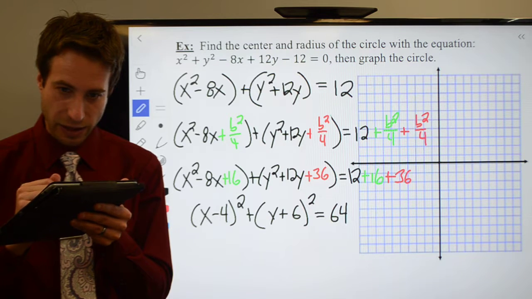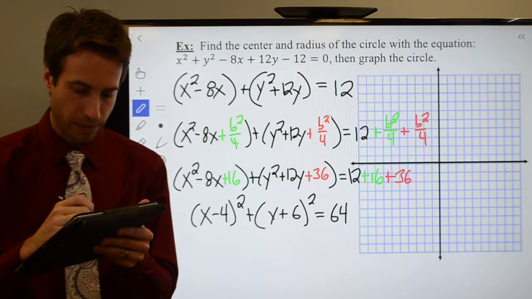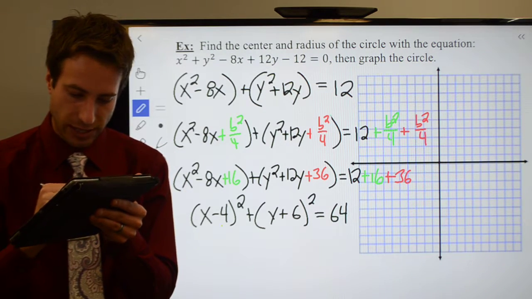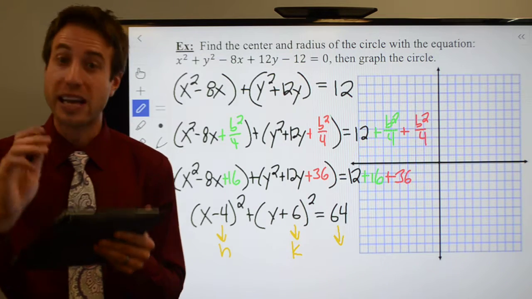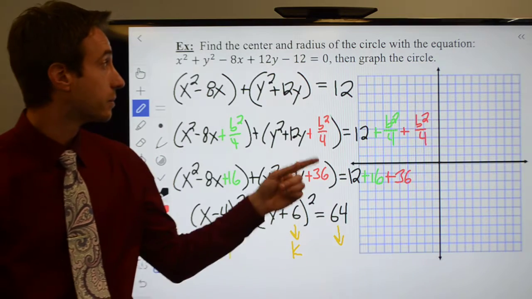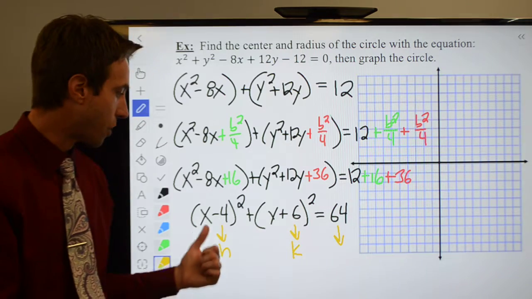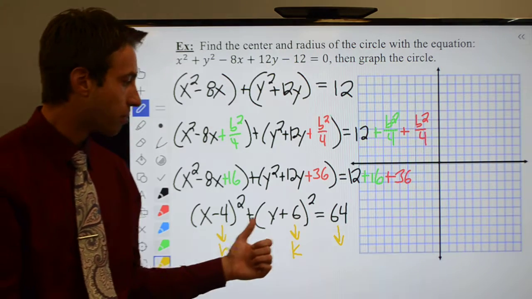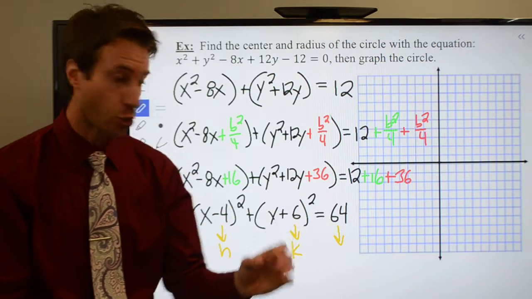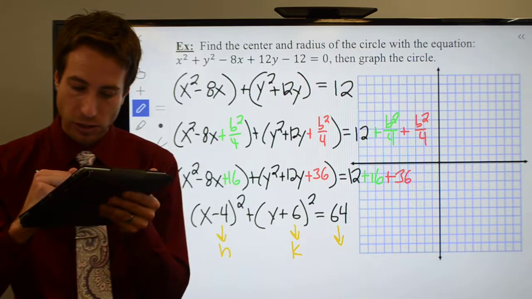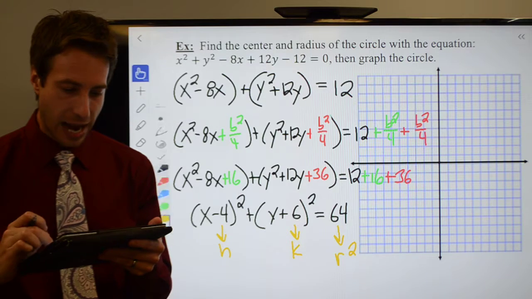This is the value of, actually, sorry, hold up. No, we're good. Let's call this guy right here H. This guy right here, that's K. This guy right here, careful, I didn't write it, but it's right there on your formula sheet in standard form. It's x minus h squared plus y minus k squared equals r squared, right? So 64 is r squared, not r. So here's what I've got.